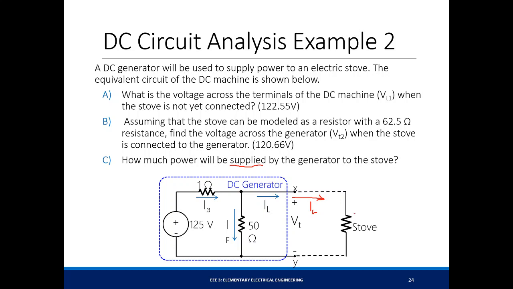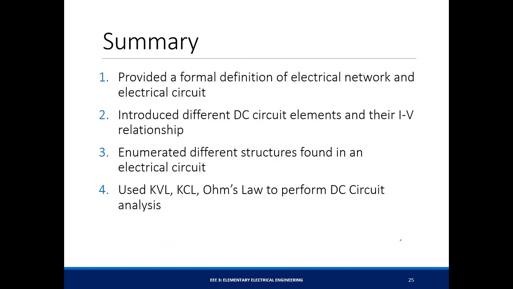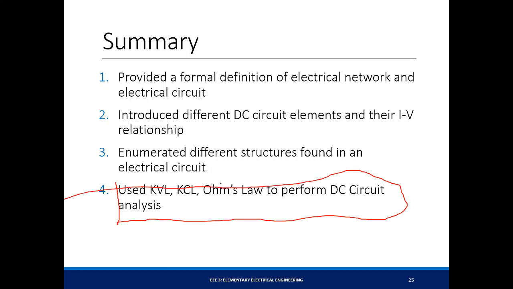So that's the power supplied by the generator into the stove. Alternatively, it's the power consumed by the stove from the generator. Okay, to summarize, from this lecture, I have provided a formal definition of an electrical network and an electrical circuit, introduced different DC elements, enumerated the structures found in an electrical circuit, and the most important part is we used KCL and KVL, Ohm's law to perform DC circuit analysis.